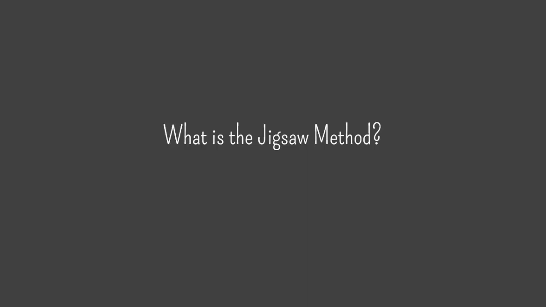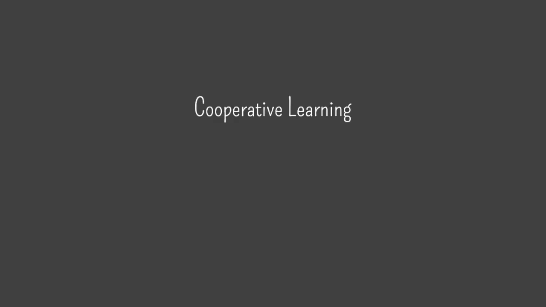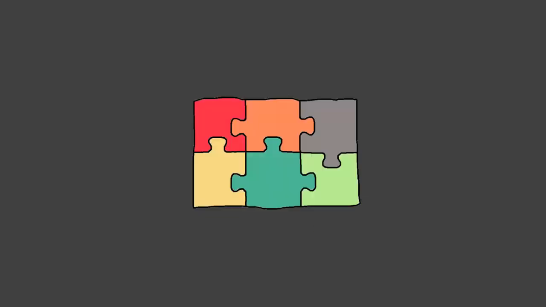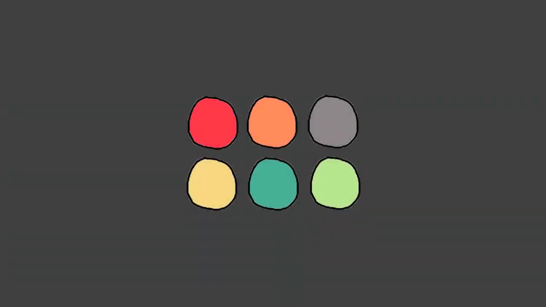So what is the jigsaw method? Developed by Elliot Aronson in 1971, Jigsaw is a cooperative learning strategy where each student in a group takes responsibility for one chunk of the content, then teaches it to the other group members. Like the pieces of a jigsaw puzzle, students fit their individual chunks together to form a complete body of knowledge.